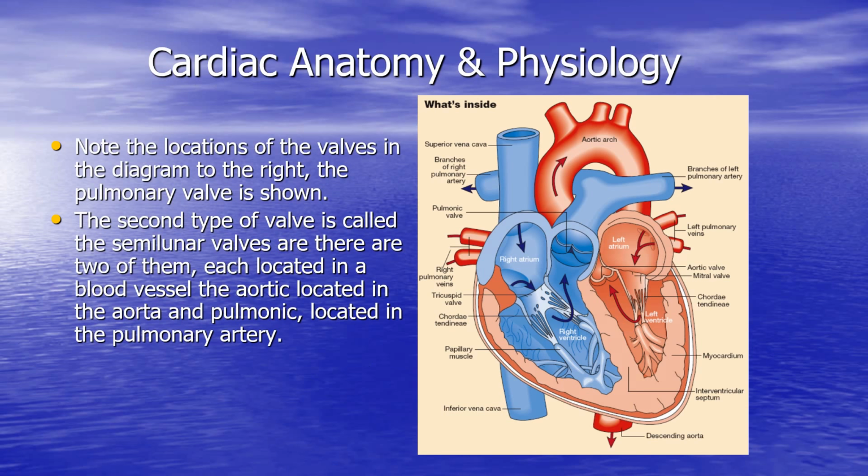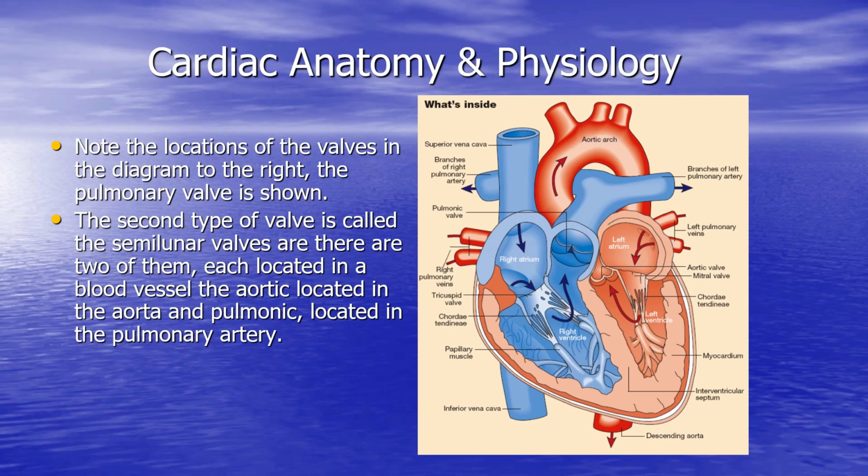This is the diagram that you were given in the handout. It clearly shows the relationship between the atrium, the ventricle, the AV valves, and actually another type of valve called the semilunar valve. If you notice, the pulmonic valve is pictured there. The pulmonic valve is a semilunar valve. It's located within a blood vessel itself, and that's what semilunar valves are. They're located within blood vessels.